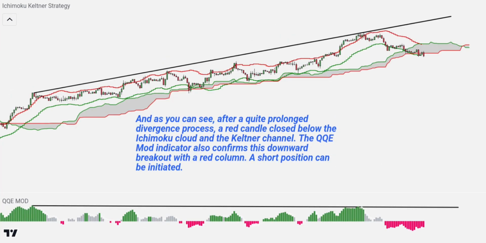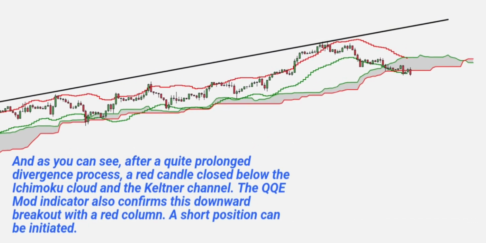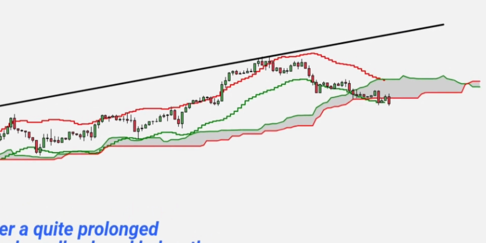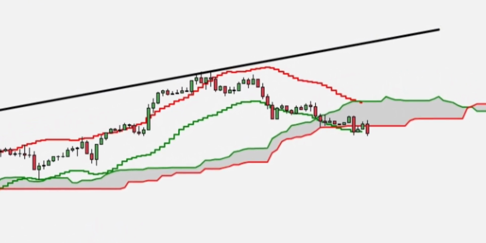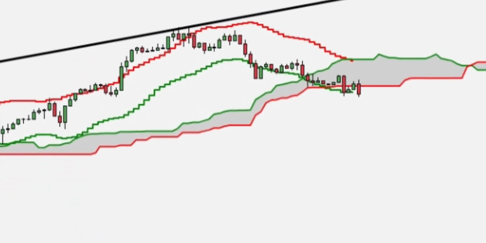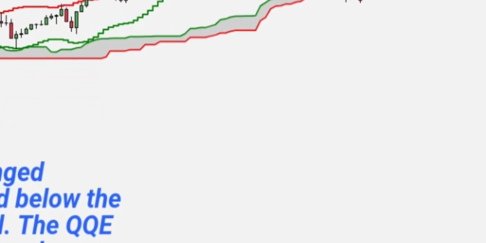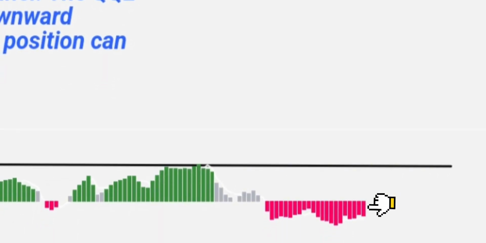And after an exceptionally prolonged price indicator divergence, the first rule of the strategy we've learned from the beginning of the video has formed. A red candlestick closed below both the Ichimoku cloud and the Keltner channel. Simultaneously, the QQE mod indicator confirms the downtrend with a red column. We are entering the trade.